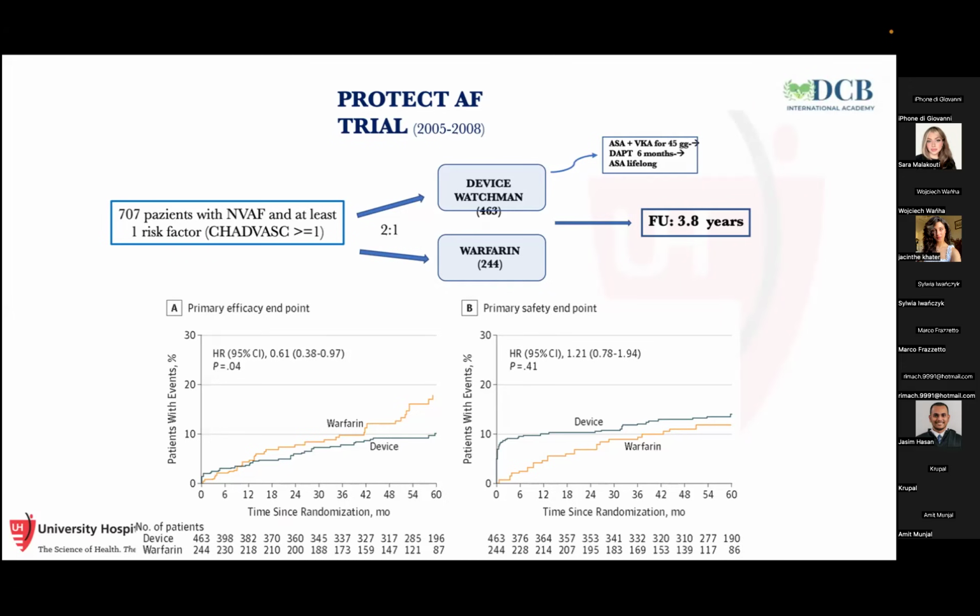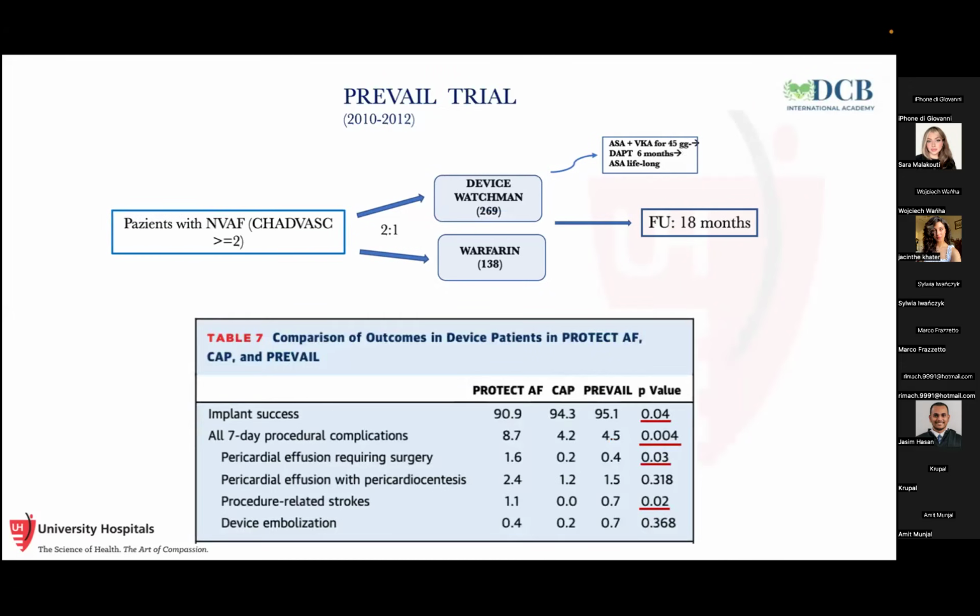So, in consideration of all these complications, Boston Scientific decided to do another trial. This is the PREVAIL trial, only to show the safety of this device. It was designed in the same way, as you can see. The only thing that changed is the follow-up to 18 months.